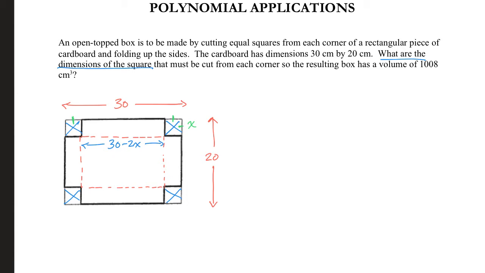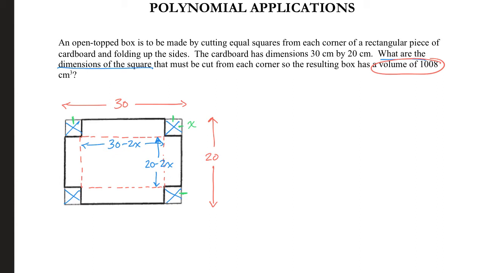If we're good on that reasoning, then we should be pretty good to say that this inside dimension would be 20 minus 2x for the same reasoning. And now that I have those inside dimensions, I can actually talk about the other piece of information that was given in the problem. It told me that this remaining box will have a volume of 1,008 centimeters cubed. So now I can build an equation to represent that case.